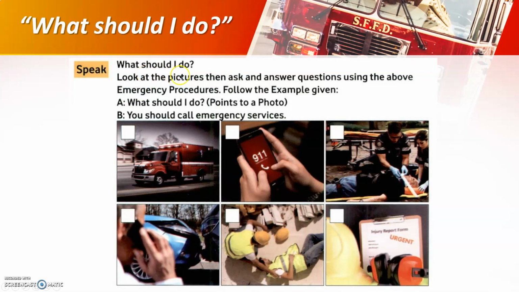What should I do? You're going to look at each picture and try to have an idea of what is happening in each picture, and then one student will ask, what should I do? And then another trainee will say, you should call so-and-so. What kind of emergency services will you call for each picture?